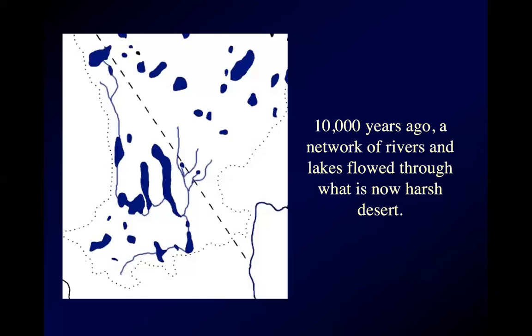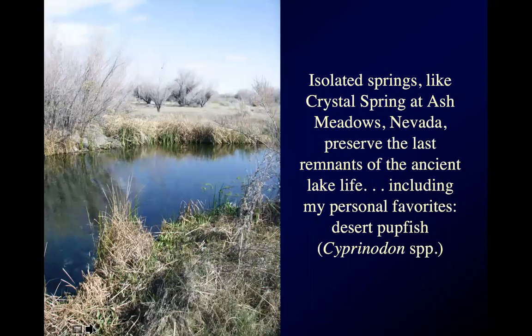What's happened is that as that part of the world has warmed up and dried up, well, the rivers have dried up, the lakes have dried up, and all that's left is a few little pockets of areas where water coming from springs, water coming from underground, has kept tiny little parcels of desert land wet. And it's these little isolated pools that preserve all that's left of the life that must have once filled all of those lakes and rivers.